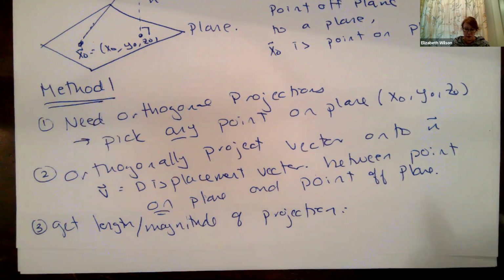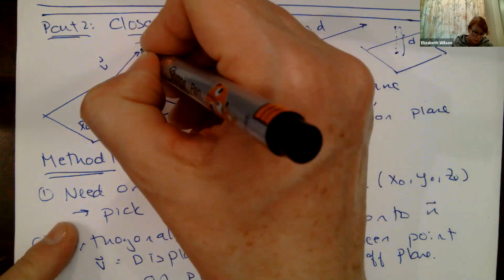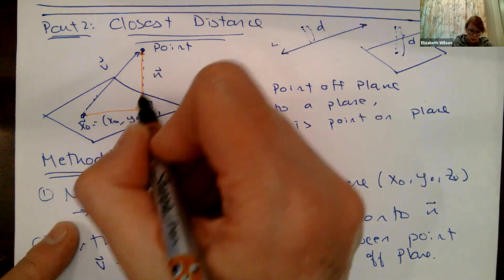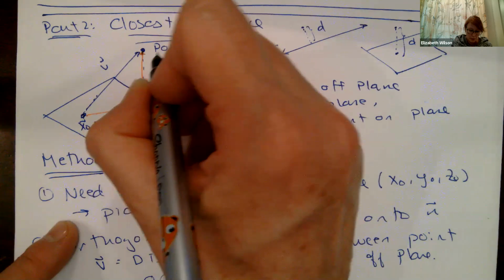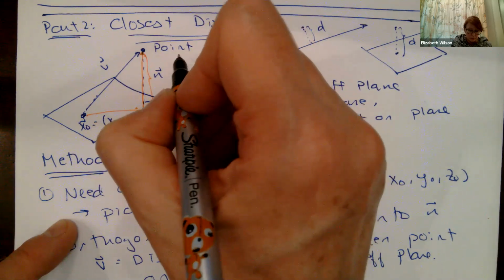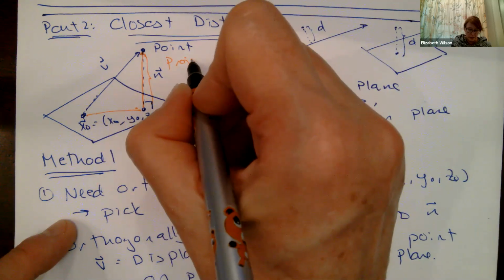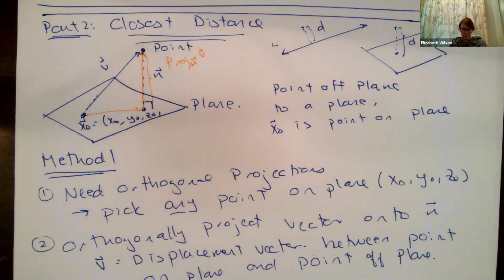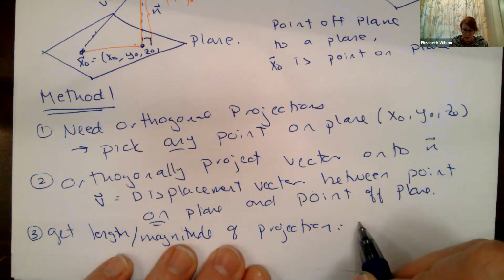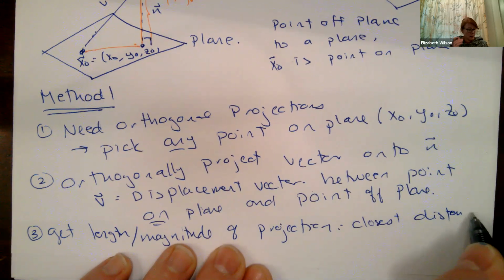This will be, so like, let me write this in orange. So this here, right, this is our projection, this is our orthogonal. So this is going to be, that's our normal. We're going to get the orthogonal projection of V onto N. Okay. Get the length magnitude of our projection, and that will be our closest distance. Okay, that's method 1.